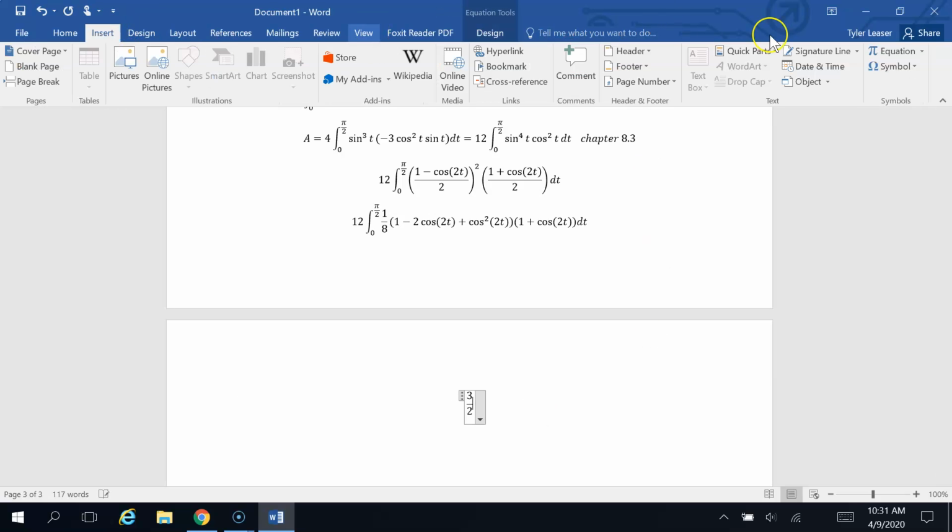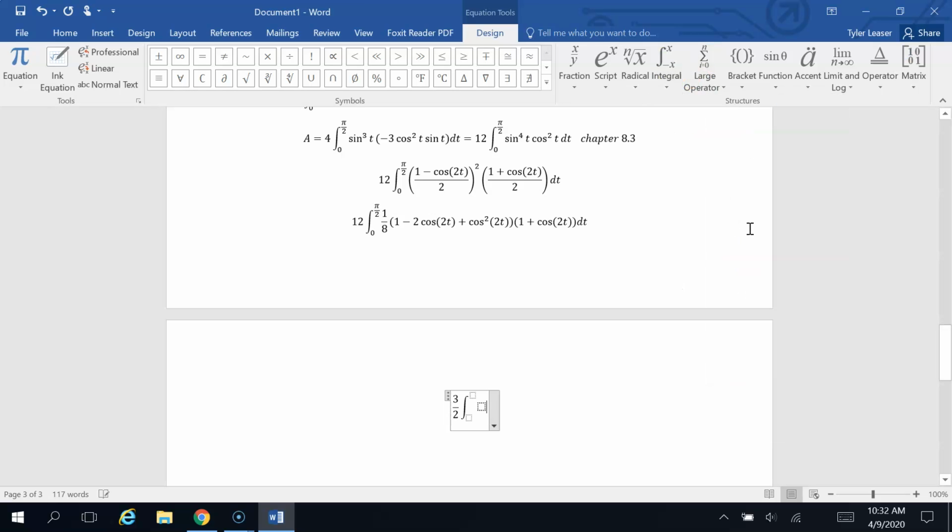All right. Still have the integral, still going from 0 to pi over 2. Multiplying these out, I'm just going to multiply every term of this first parentheses by the second parentheses. So I'm going to multiply 1 by each of these two terms, which is going to give us 1 times 1 plus 1 times cosine 2t. Then this negative 2 cosine 2t times each of these terms. So times 1 is another negative 2 cosine 2t. And then multiplying the negative 2 cosine 2t with the plus cosine 2t is going to give us a negative 2 cosine squared of 2t.